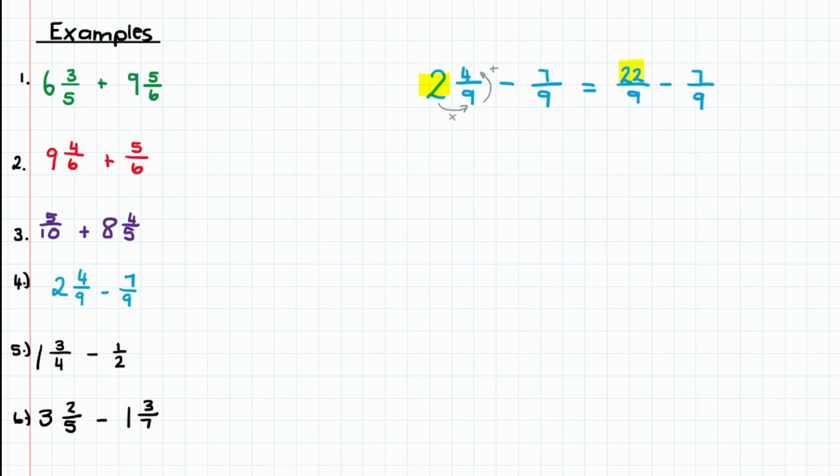I'm going to begin by turning 2 and 4/9 into an improper fraction, which gives me 22 over 9 minus 7 over 9. My denominators are already the same, so I'm going to focus on just simply subtracting my numerators, which gives me 15 over 9. This is an improper fraction, which is 1 and 6/9 as a mixed number. I can simplify my fraction by dividing by 3, which leaves me with a final answer of 1 and 2/3.